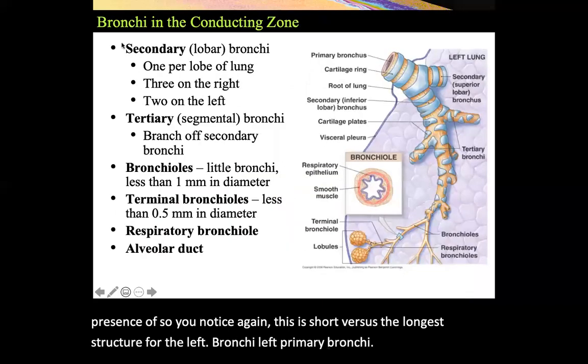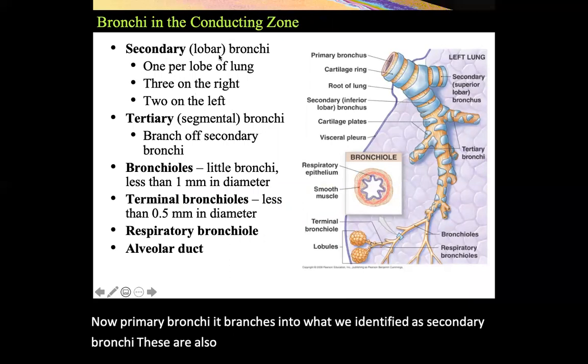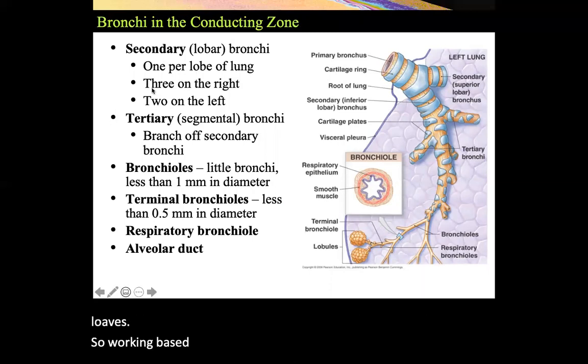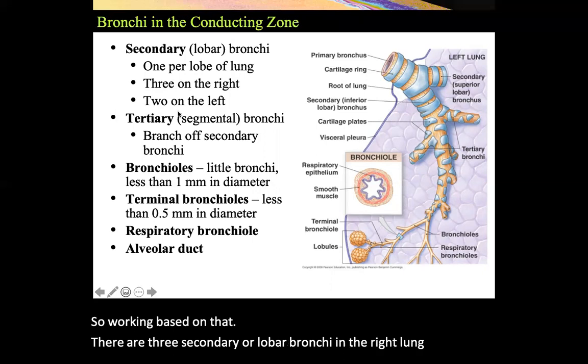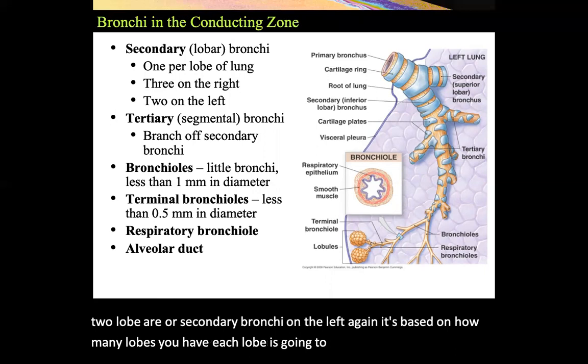Now, primary bronchi branch into what we identified as secondary bronchi. These are also called the lobar bronchi. So remember that your right lung has 3 lobes and your left lung has only 2 lobes. So based on that, there are 3 secondary or lobar bronchi in the right lung and only 2 lobar or secondary bronchi on the left. Again, it's based on how many lobes you have. Each lobe is going to receive a single branch.